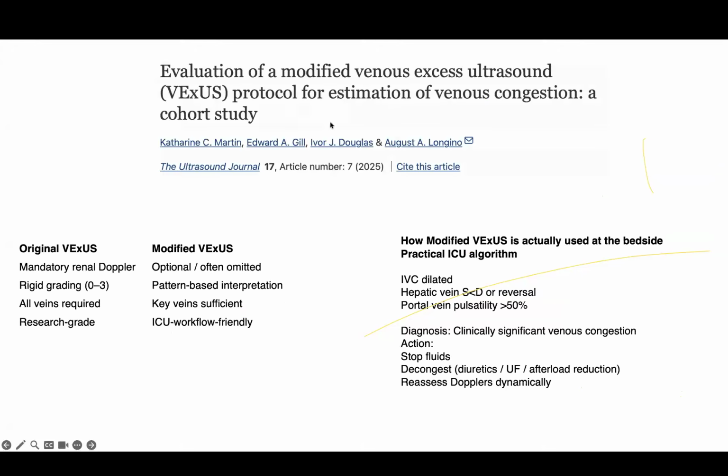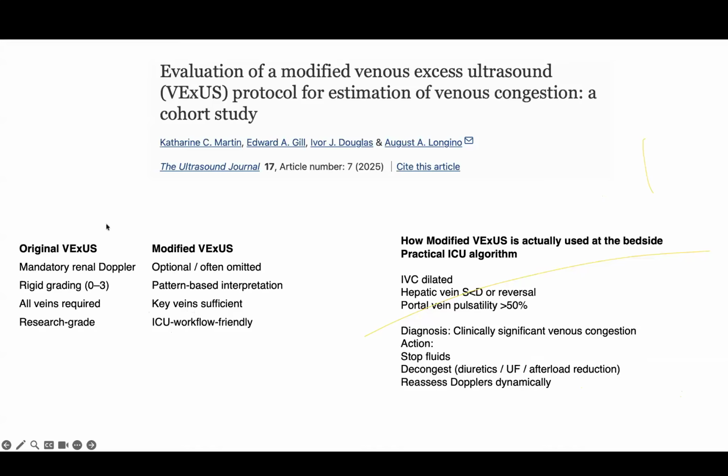What is modified VExUS? Superb. Excellent. So that's the answer. This article came up in 2025. In the original VExUS, renal Doppler was mandatory, but in the modified version it has become optional and is often omitted. The rigid grading was there previously. With modified, it is a pattern-based interpretation. All veins were required previously. Now the key veins, that is hepatic and portal, are sufficient.